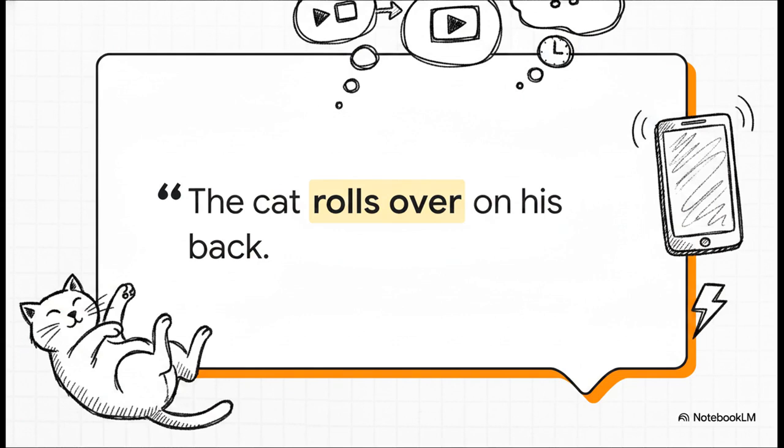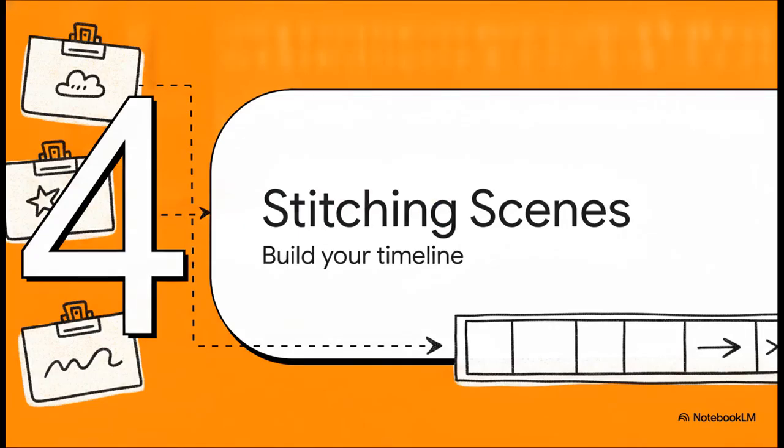It literally is that straightforward. Which brings us to Section 4, Stitching Scenes Together. Build your timeline. Now, creating isolated clips is super fun, but true mastery, that's taking those separate, disconnected clips and combining them into a single cohesive narrative timeline.